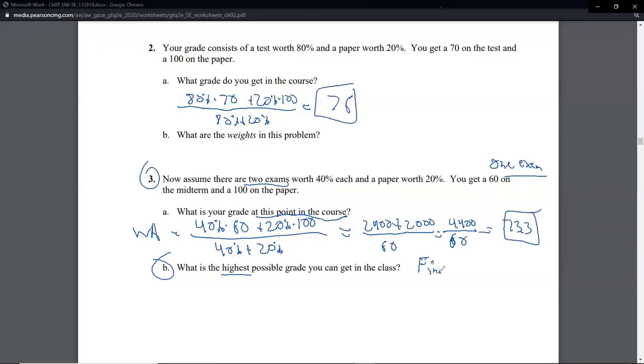You need to assume on the final that you get a, that's right, 100. That would earn you the highest possible grade. Now, maybe you wanted to know what's the lowest possible grade you can get in this class, then you call the final a 0.